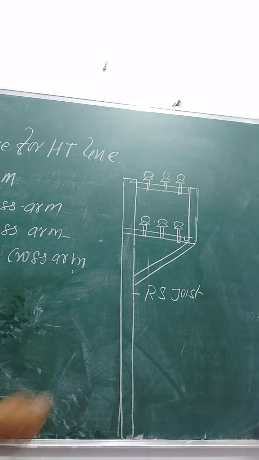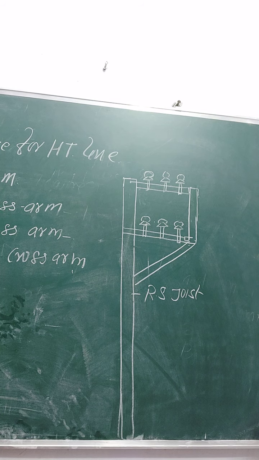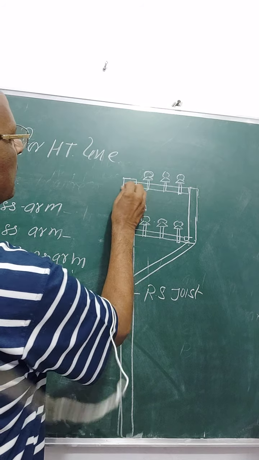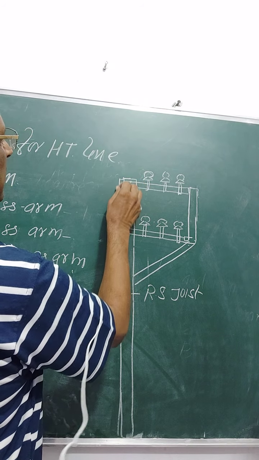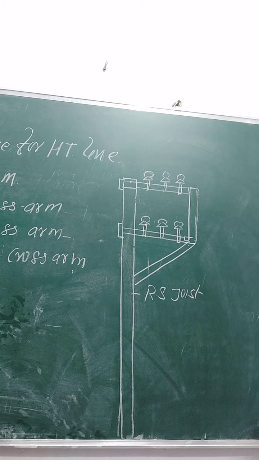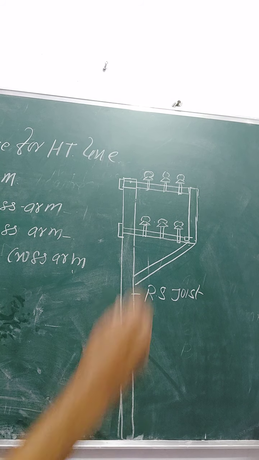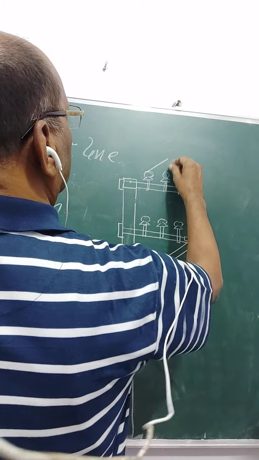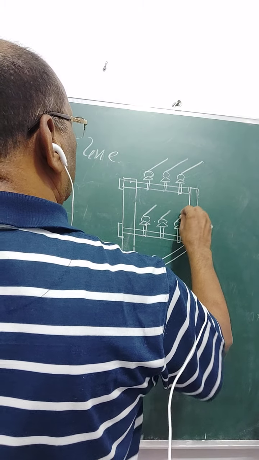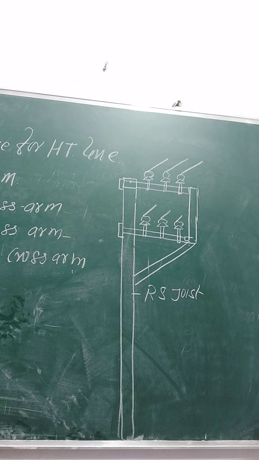Now this particular bracket can be framed in different designs. This is the bracket clamp to which this is attached to the pole, and conductor will run over this. This is bracket cross arm.